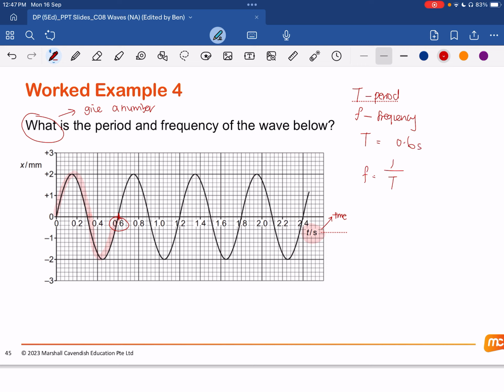Frequency is 1 over T. So 1 divided by 0.6 should give you 1.67 hertz. Capital H, small letter z. 1.67 to 3 significant figures.